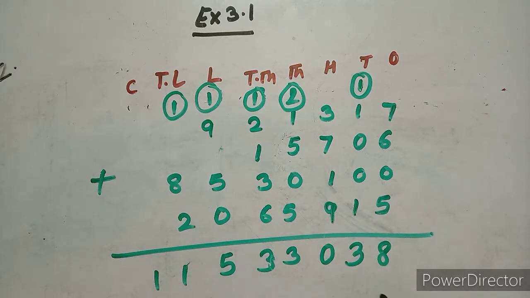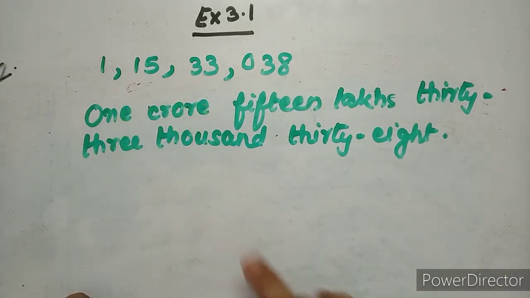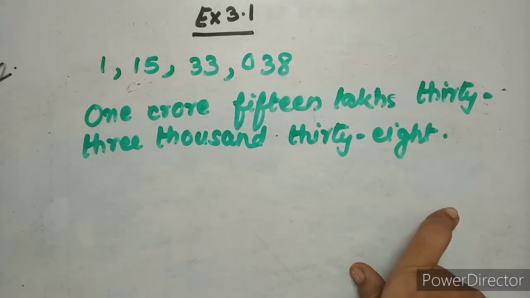Now you have to put the commas. As you have put the commas, the number is 1 crore 15 lakh 33,038. So we have to write this sum in number name. The number can be written in number name as 1 crore 15 lakhs 33,038. Okay, so please write it down. Then we will move to question number 3, where it is find the missing digits.